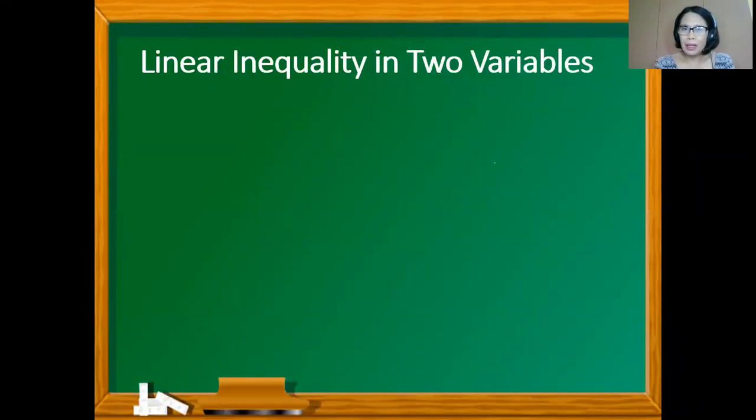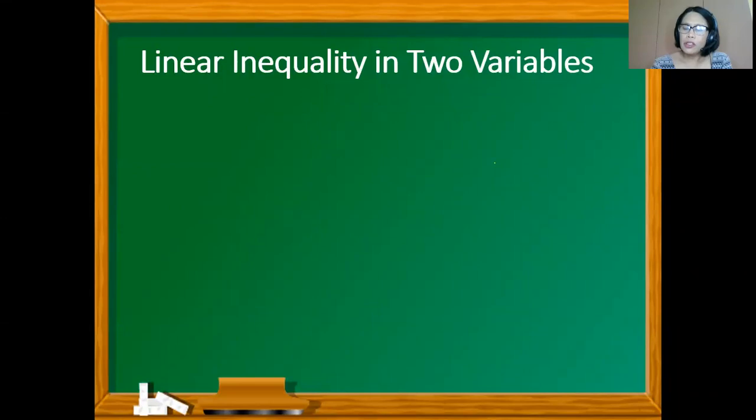When writing an equation, we use an equation symbol or an equality symbol to indicate that two algebraic expressions have the same values. Now, in this lesson, we're going to use an inequality symbol to indicate that two algebraic expressions do not have the same values. And we call this relation an inequality.